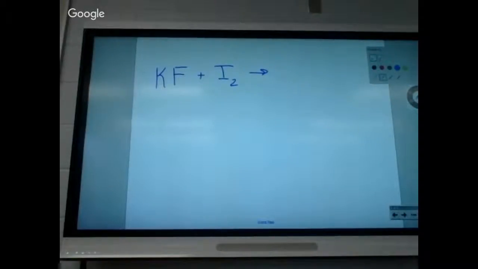All right, so KF plus I2 yields... See if you can do it. Look up your oxidation numbers and see what you can do.